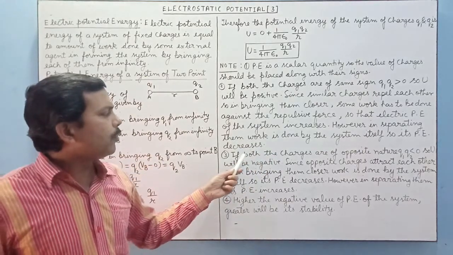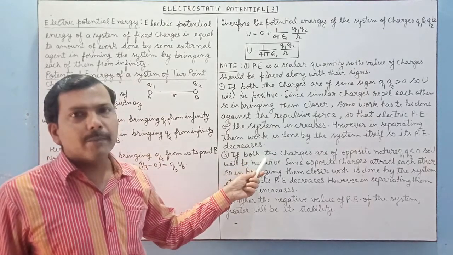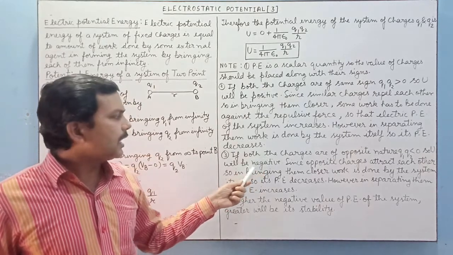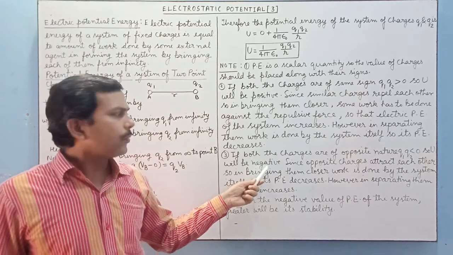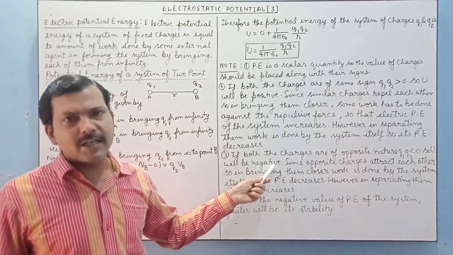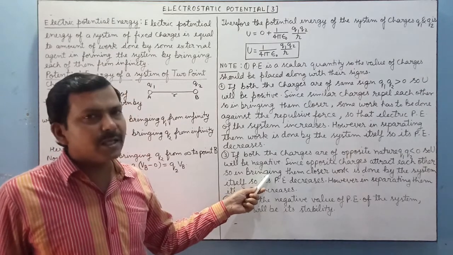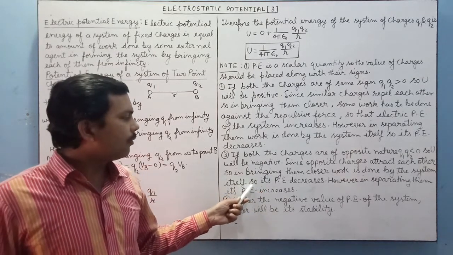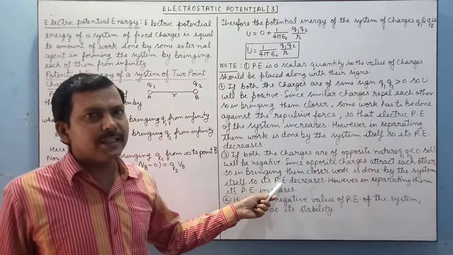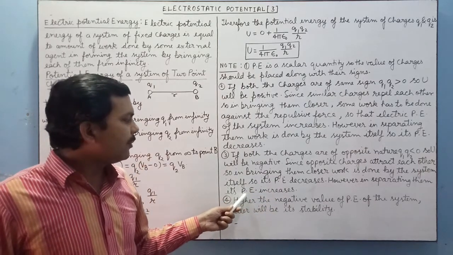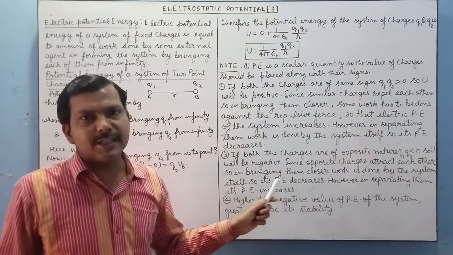Next, if both the charges are of opposite nature, in that case Q1Q2 is less than 0, potential energy will be negative, since opposite charges attract each other. So in bringing them closer, work is done by the system itself, so its potential energy decreases. However, in separating them, its potential energy increases.